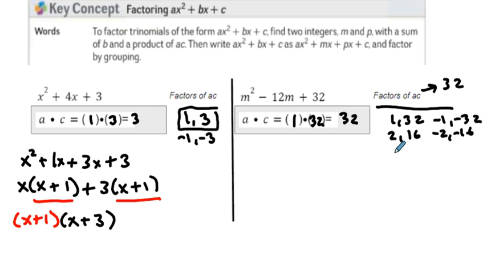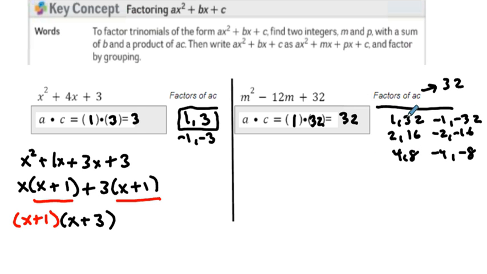3 does not go into it, 4 does. We got 4 and 8, -4, -8, right? And then 5 doesn't go in, 6 doesn't go in, 7 doesn't go in, 8 goes in, but then it's redundant because we already got this. So these are our factors, all right?